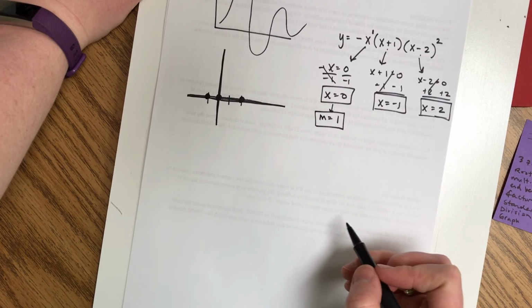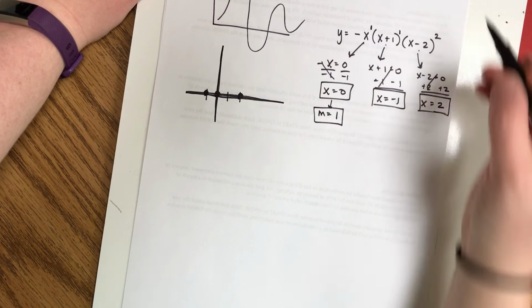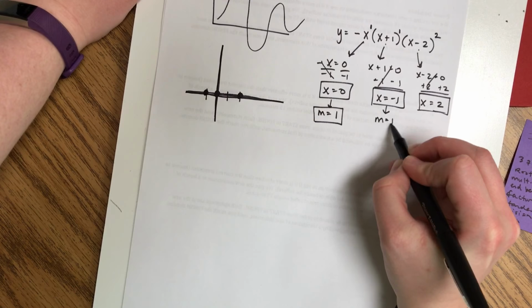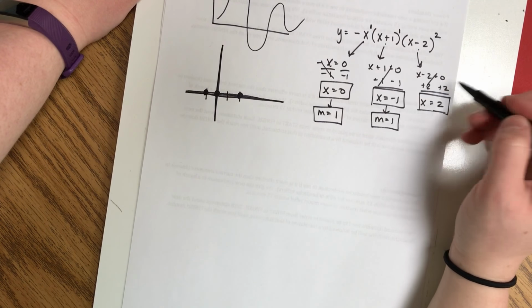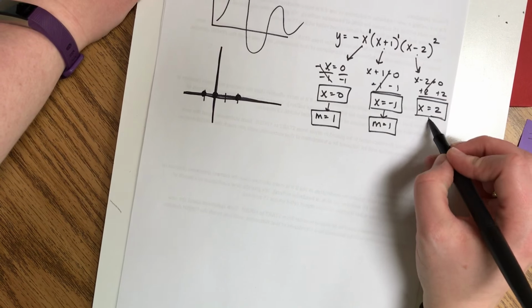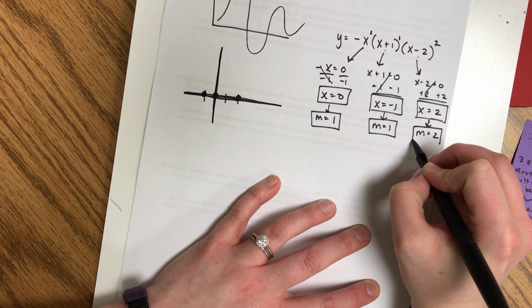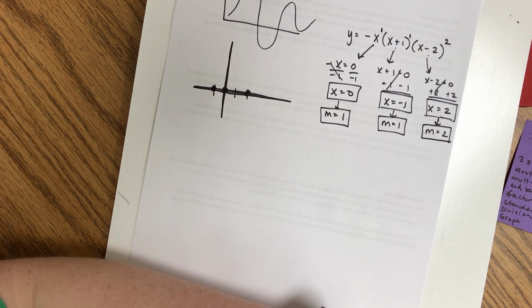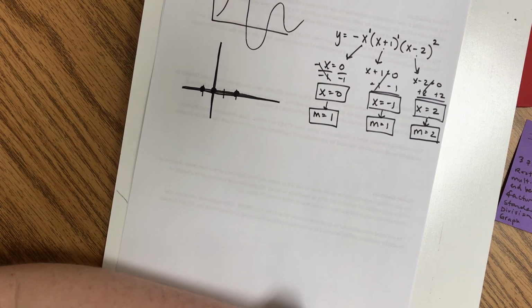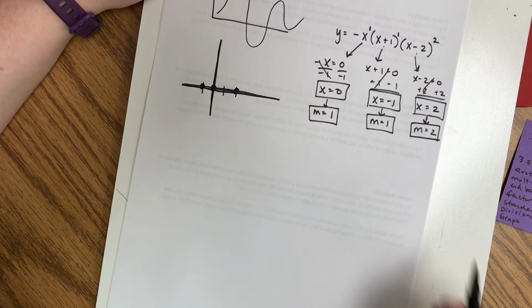You have to give a multiplicity for every single root. This came from x plus 1. This, again, does not have an exponent, so it's got a multiplicity of 1. The x equals 2 came from this factor, x minus 2, and it does have a squared. So this one has a multiplicity of 2. And again, if you read your requirements, we require that at least one of your roots be what's called a double root, which means the multiplicity is 2. So you've got to have at least one of those. All right, so there's my multiplicity.